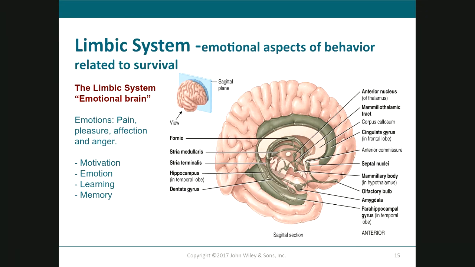The limbic system is the emotional aspect of behavior related to survival. So know for your exam, the limbic system is generally our emotional brain. It's responsible for emotions such as pain, pleasure, affection, anger, and assists with motivation, emotion, learning, and memory. You could see it throughout here, the limbic system.